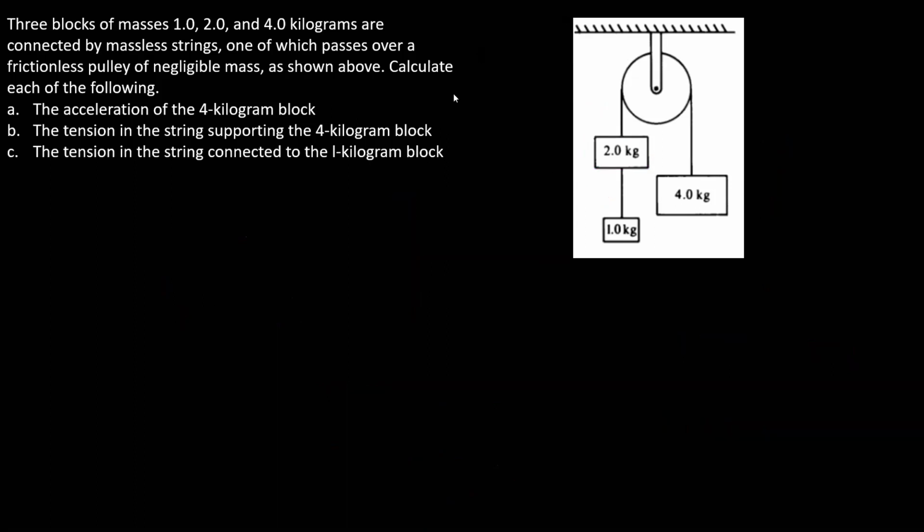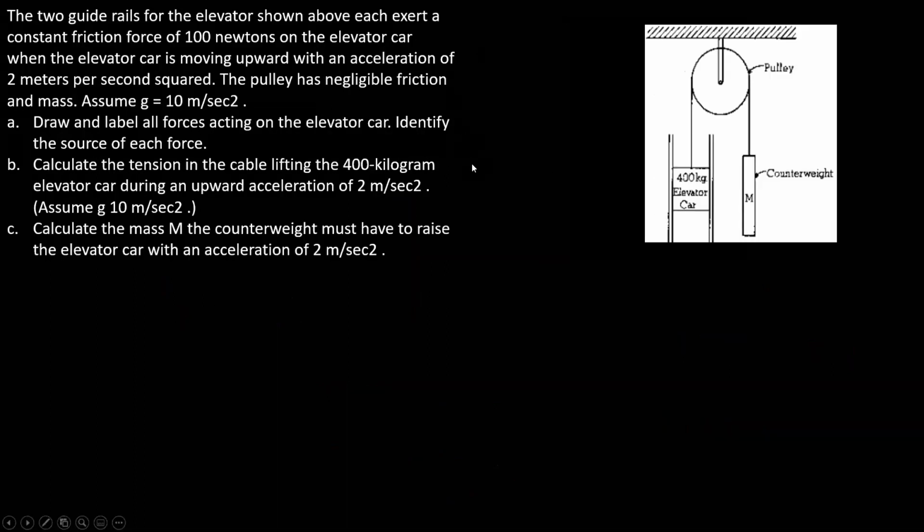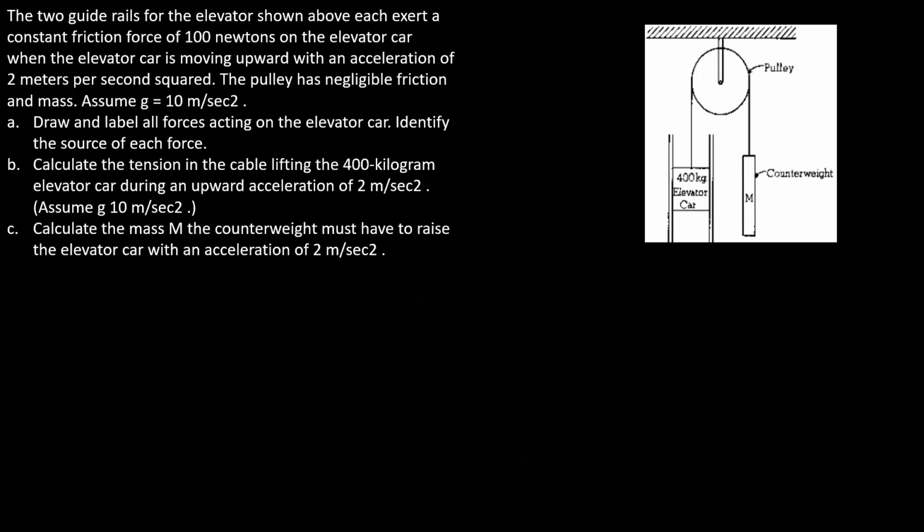All right, next up, two guide rails for an elevator are shown. Again, this is taken straight from an old AP test. Each exerts a constant frictional force of 100 newtons on an elevator car when the elevator car is moving upward with an acceleration of 2 meters per second squared. The pulley has negligible friction and mass, and assume that g is 10. Draw and label all forces acting on the elevator car.